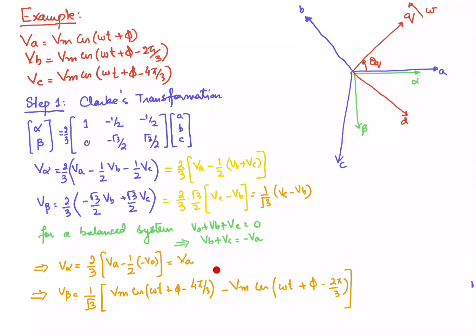So VC is given by this equation that is shown over here, and VB is given by this equation, which is shown over here. So now we need to simplify this to get the beta axis voltage component. Okay, so now let's simplify this one.